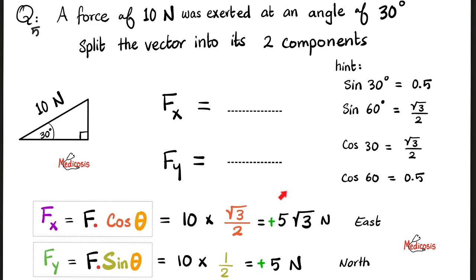And here is the same answer in color. Please take a moment to pause and review. This is the triangle that we created. It's a right angle triangle. The x component here is 5 square root 3 newtons, positive. And the y component here will be 5 newtons going north. So that the total force is 10 newtons going northeast, making 30 degrees with the horizontal.